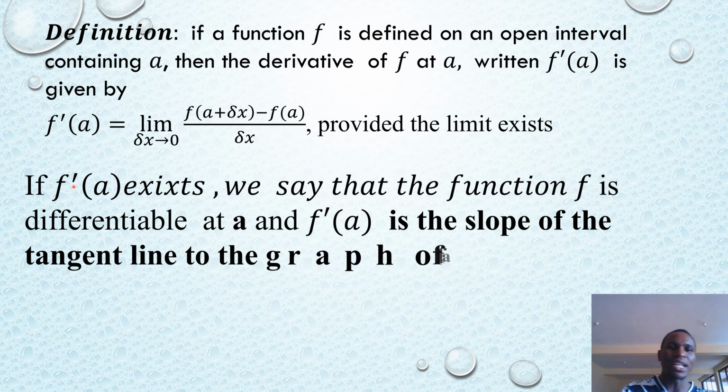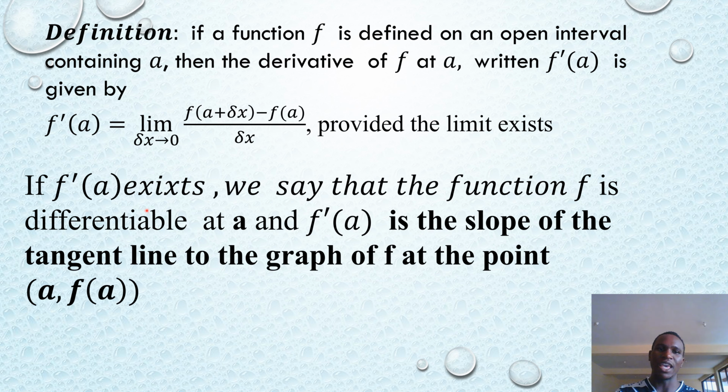So now when we look at the function f prime of a, f prime of a will exist when we say it exists, it means that we are saying that the function f is differentiable at a, okay, and f prime of a is the slope of the tangent to the curve at the point a, f of a.